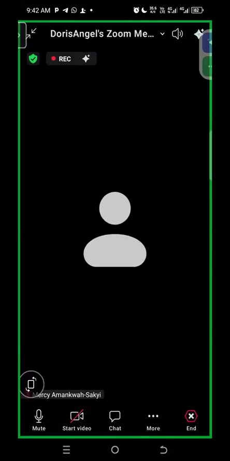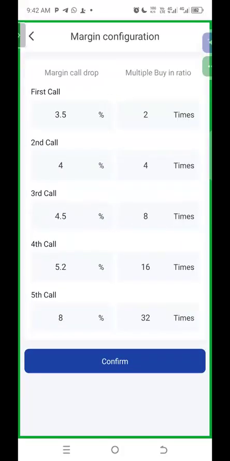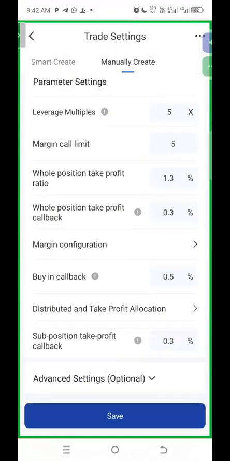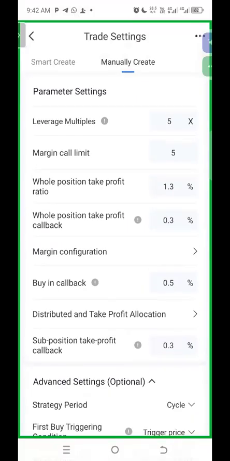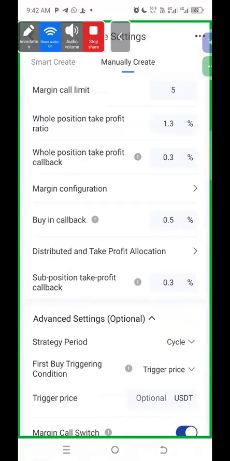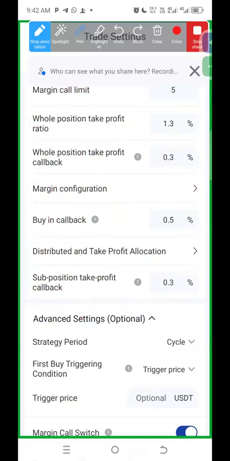Right? If you have any question, ask. Okay. So now, after you are done, just click on confirm. Now you get back to your advanced settings, cycle. Now, when do you use the cycle mode?